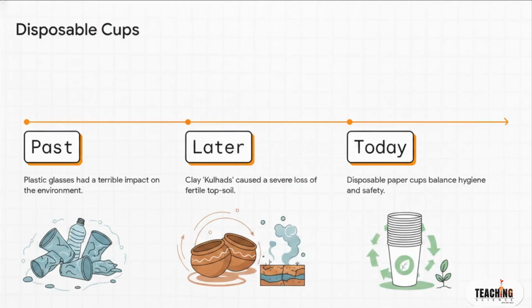There's an amazing real-life example in your NCERT book that tracks the evolution of disposable cups used in Indian trains. Originally, trains used plastic cups. When people realized plastic was terrible for the environment, they replaced them with Kulhads, which are disposable cups made of clay. Sounded like a great biodegradable idea, right? Well, quickly they realized that baking millions of these Kulhads every single day was destroying the country's fertile topsoil. This finally led us to the disposable paper cups we commonly use today, which nicely balance hygiene with environmental safety.